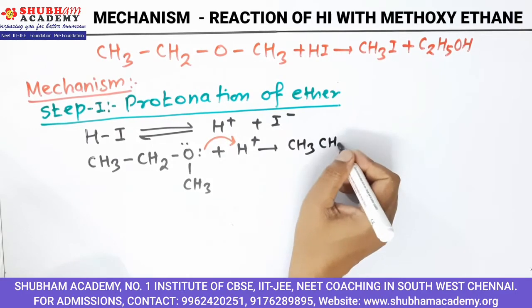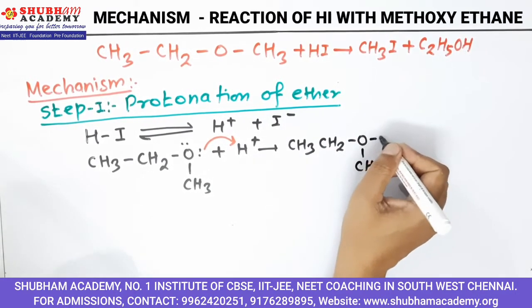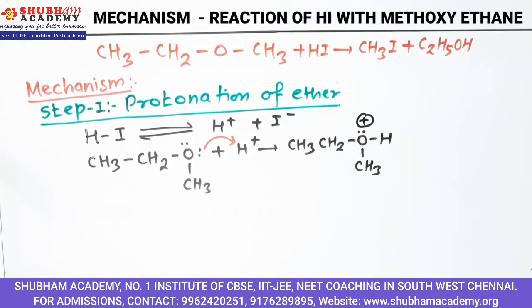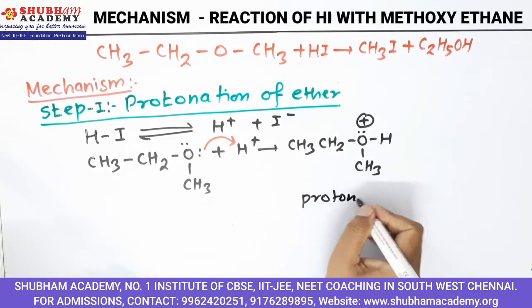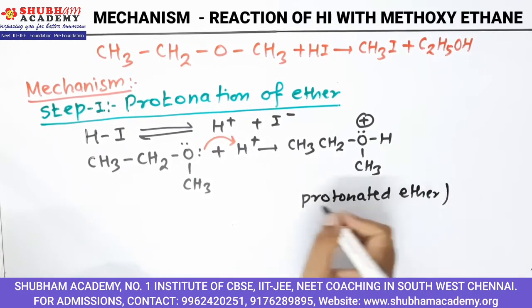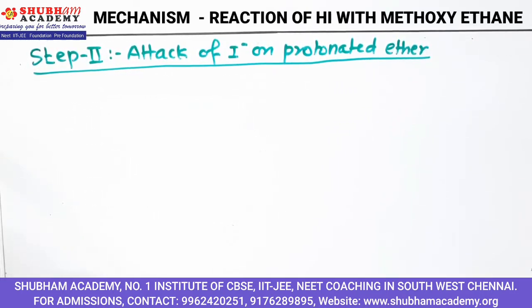CH3CH2OCH3, here H and here a positive charge, right? So what you got? This is protonated ether, right? Now see the second step. So the second step is attack of I- on protonated ether, okay?